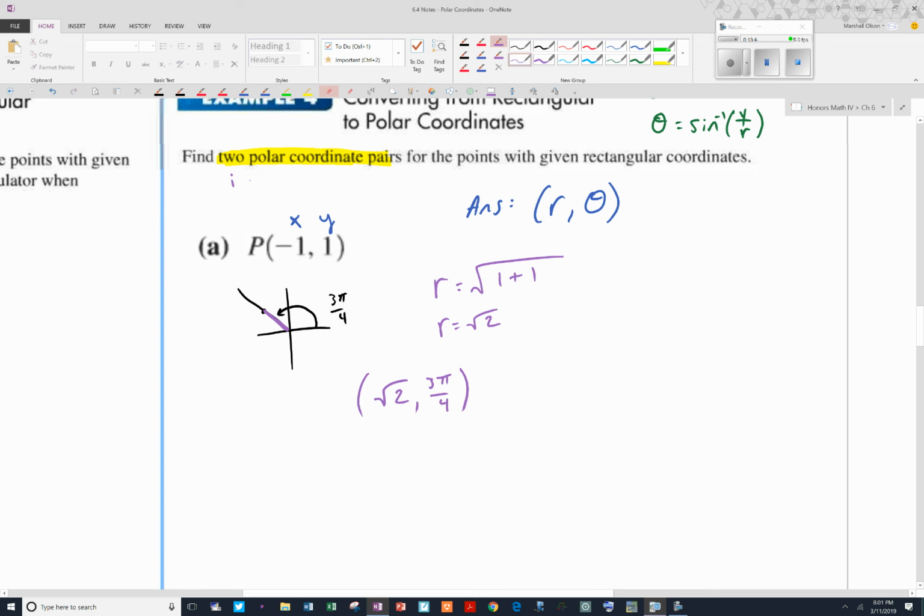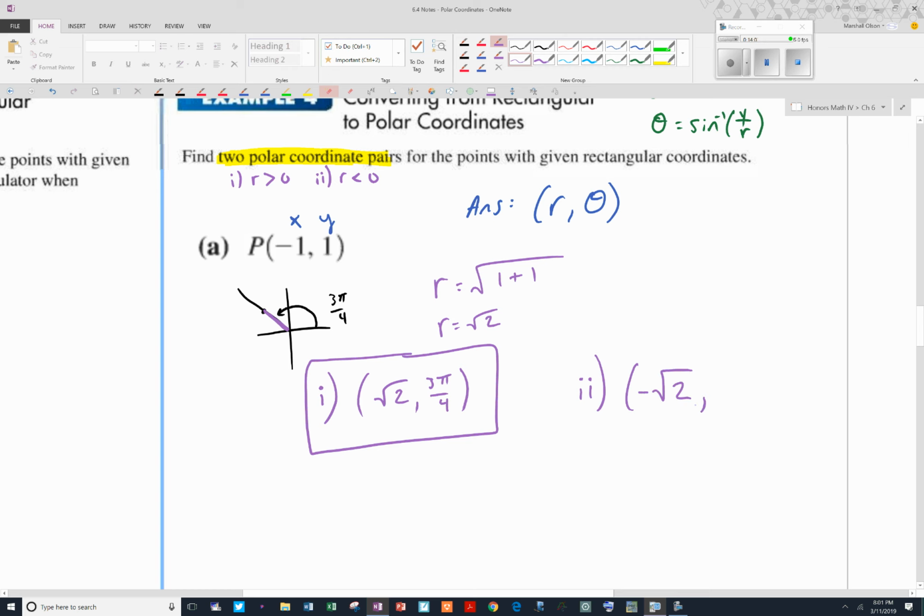So one is going to be a positive r value, and the second one, I'll call them little 1 and 2, is going to be a negative r value. So this is our first answer right there. Our second answer is going to be a negative r value. So it's got to be that same distance, square root of 2, but this time we're going to make it negative.